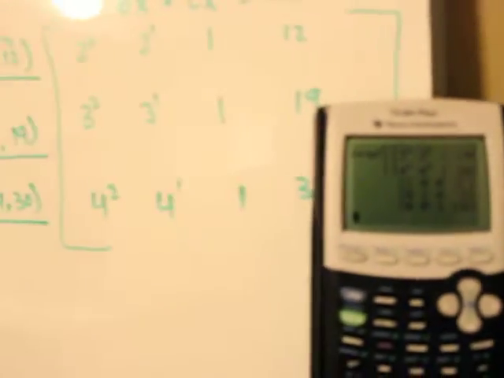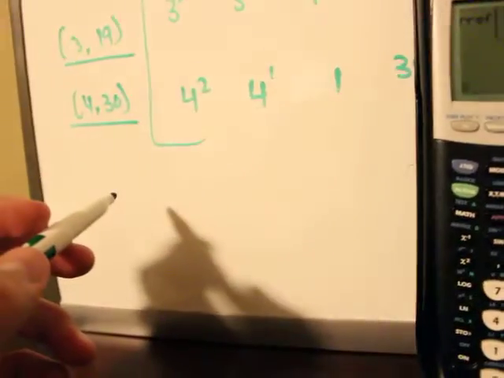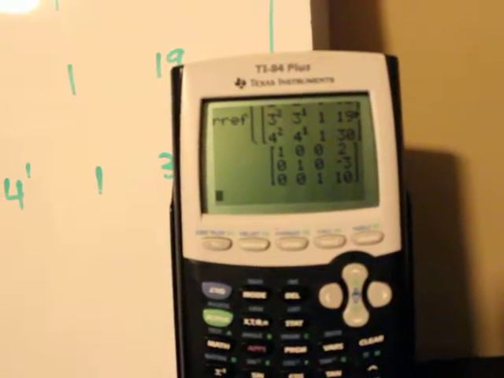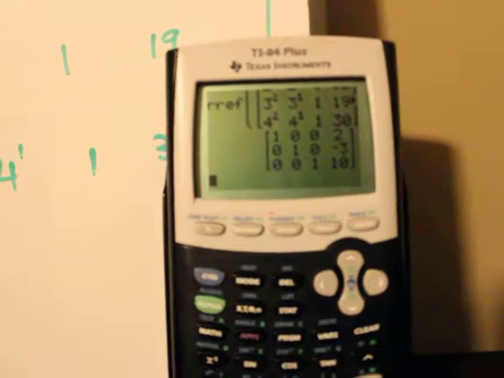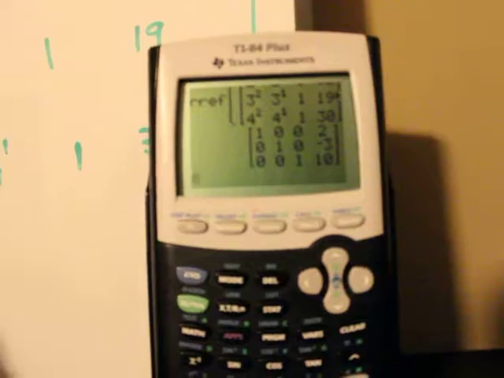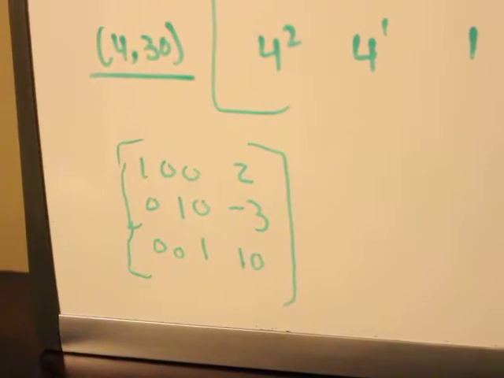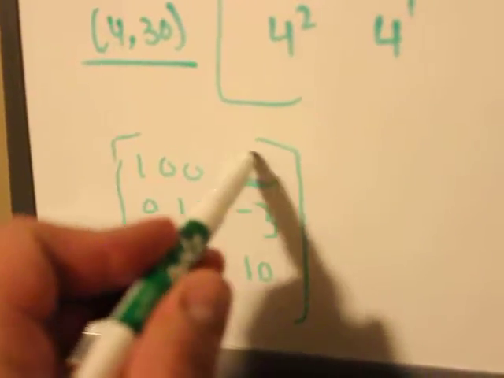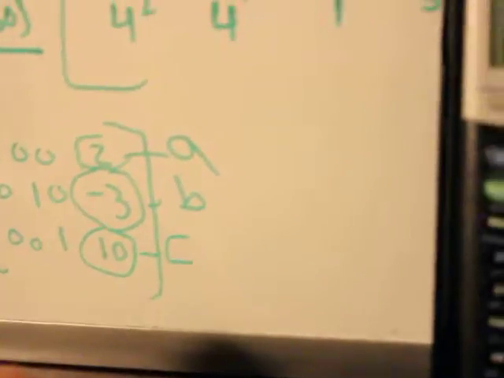Okay. So what I'm going to do is take that matrix right there and write that down here. Okay. So we got 1, 0, 0, 2, 0, 1, 0, negative 3, and 0, 0, 1, 10. Okay. So now let's go back here. This is what we had. This right here is my A value. This is my B value. And this is my C value.